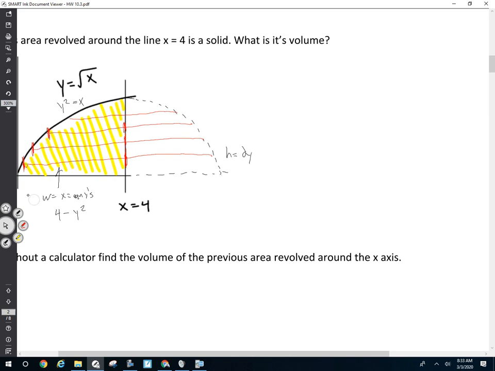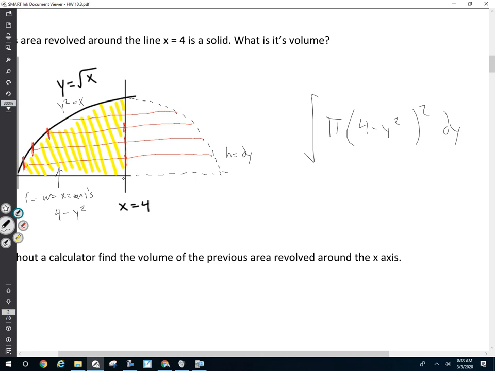So this width is the radius. I'm going to take an infinite sum of my pi r squared h's. The h's are dy in this case. It is the actual height of the rectangles. And the r is going to be 4 minus y squared.